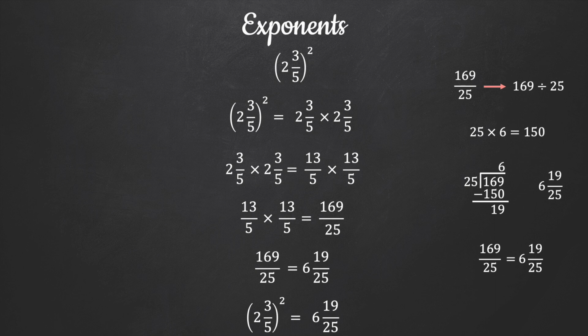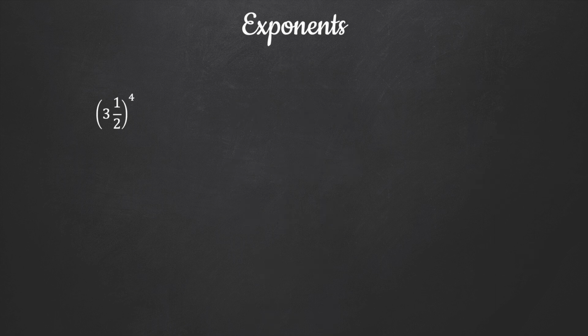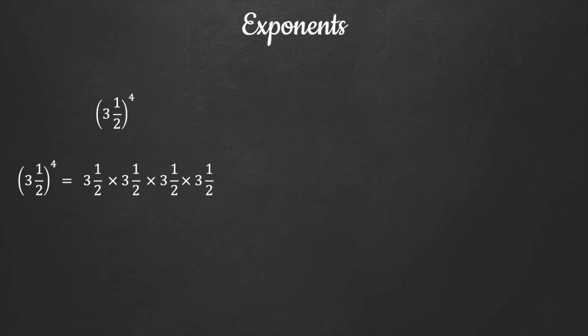And then we're going to go ahead and write an equation showing that 2 3/5 squared is equal to 6 and 19 over 25. Here we have another example, which is 3.5 to the power of 4. The first thing we want to do to evaluate this expression is rewrite it using repeated multiplication. So 3.5 to the power of 4 is equal to 3.5 times 3.5 times 3.5 times 3.5.